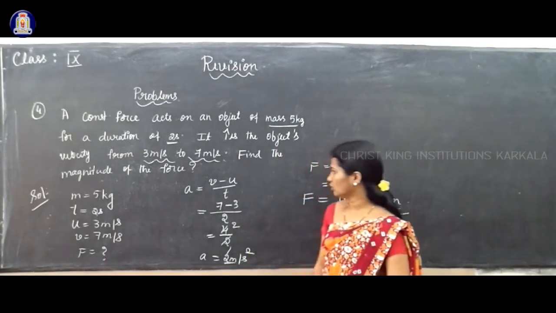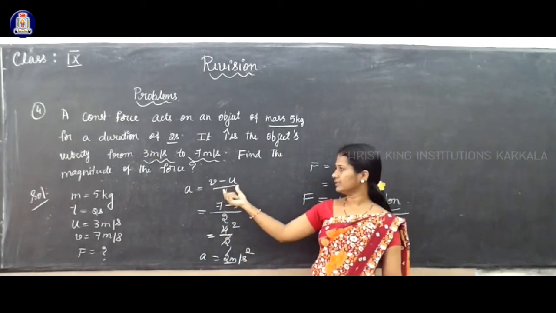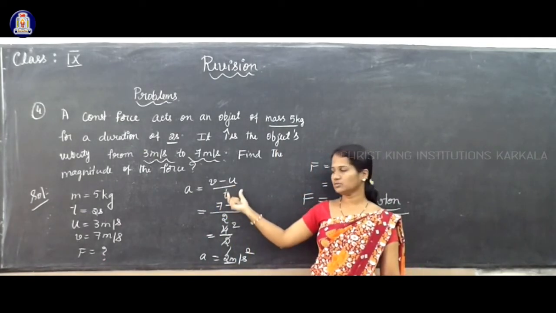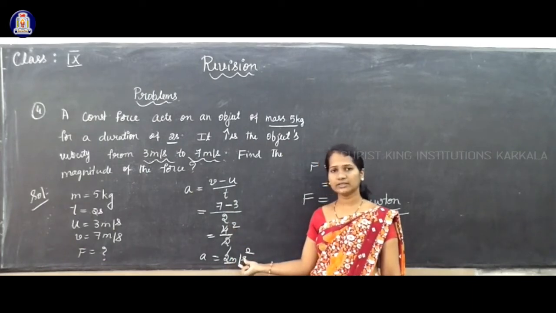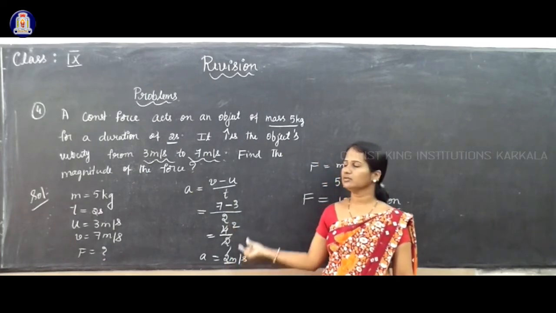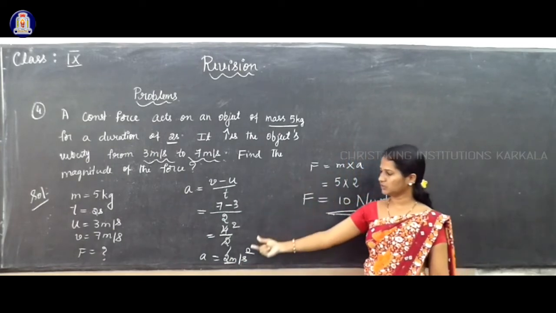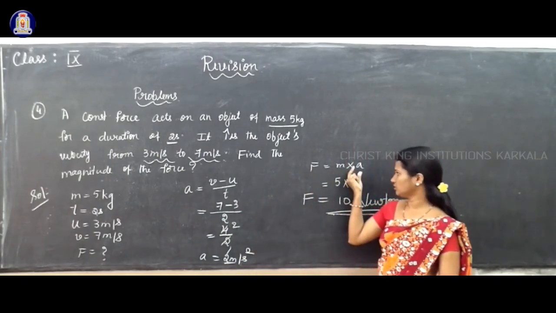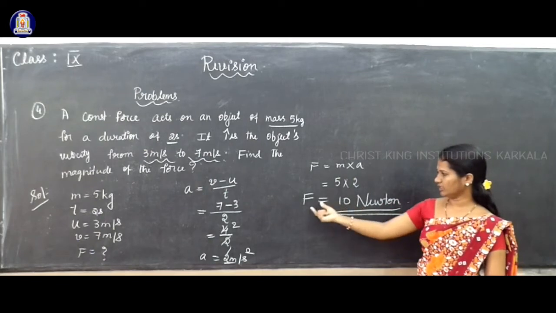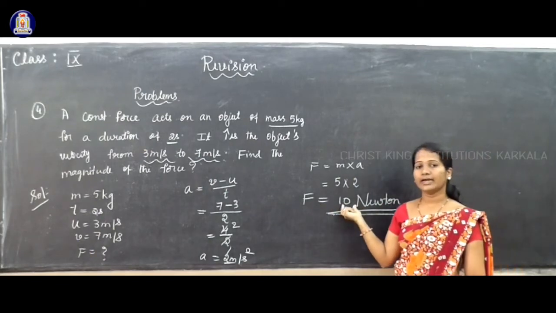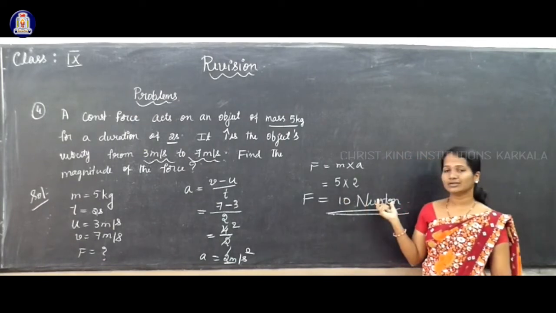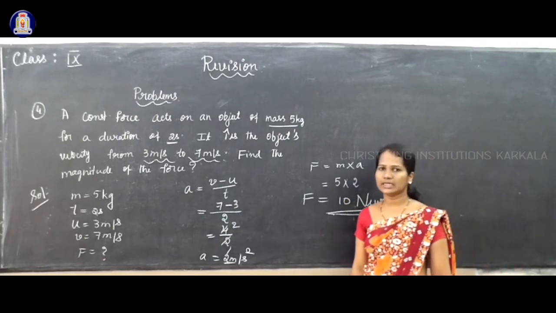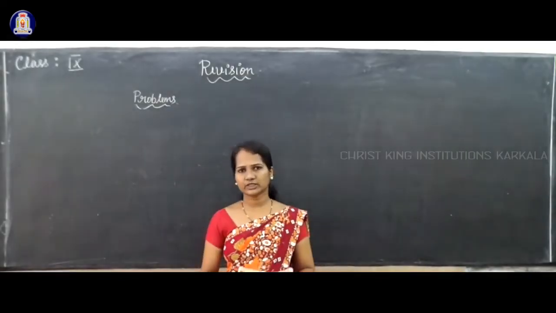So first calculate acceleration. Write the formula of acceleration. Substitute the values and write the answer along with its SI unit. Then calculate force. Substitute the value of acceleration in the formula. You will get F is equal to 10 and SI unit of force is Newton. So F is equal to 10 Newton is the final answer. So we'll move to the next problem.